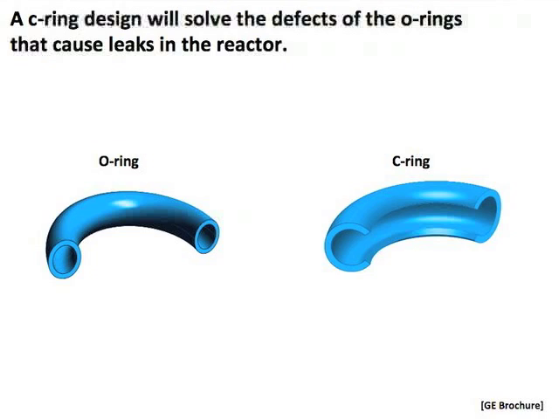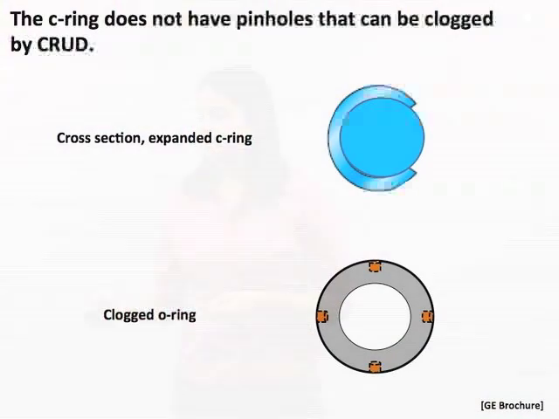This allows them to not need pinholes. If you don't have pinholes, crud cannot come in to clog them, and so that problem with the crud is practically eliminated. As you can see, we have a cross-section of the C-ring which has already been energized and is completely covered and has sealed the control rod. It is now being compared to the clogged O-ring, which again causes leaks in the control rod.